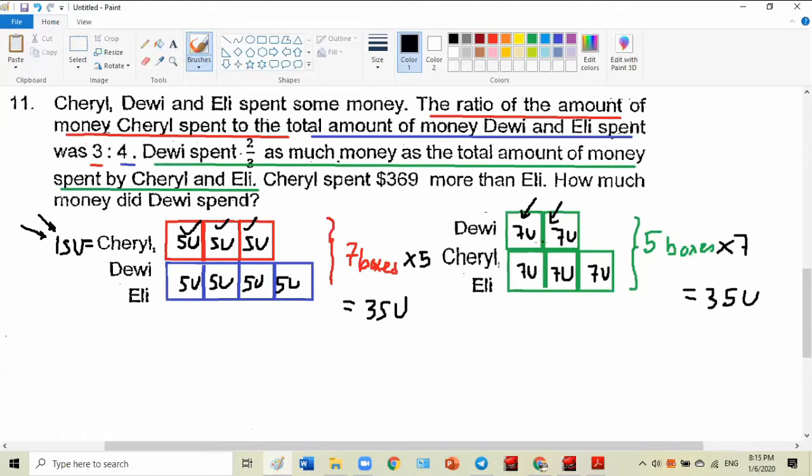Can you see now? So Davy, how many units? 14. From here I can see now. I'm pointing arrows here. 7 plus 7 is 14. In that case, I know Ellie, right? Because all these must add up to how much? 35, right? So how to find Ellie?